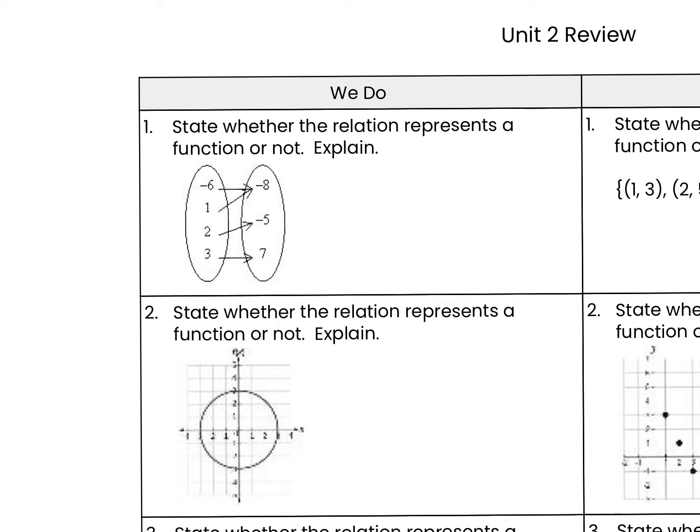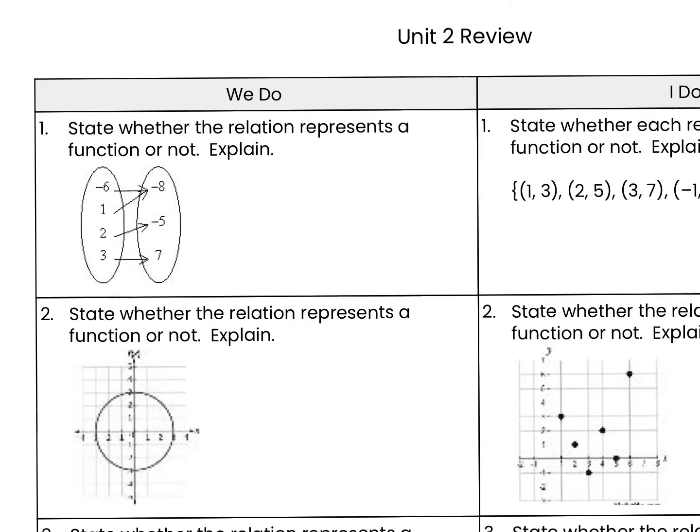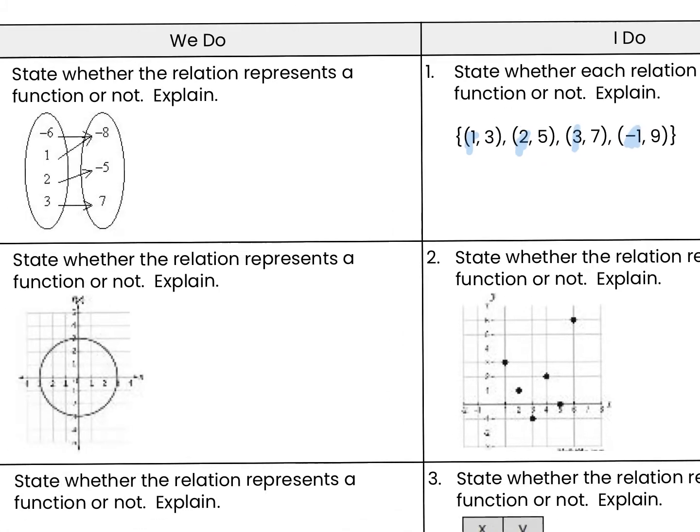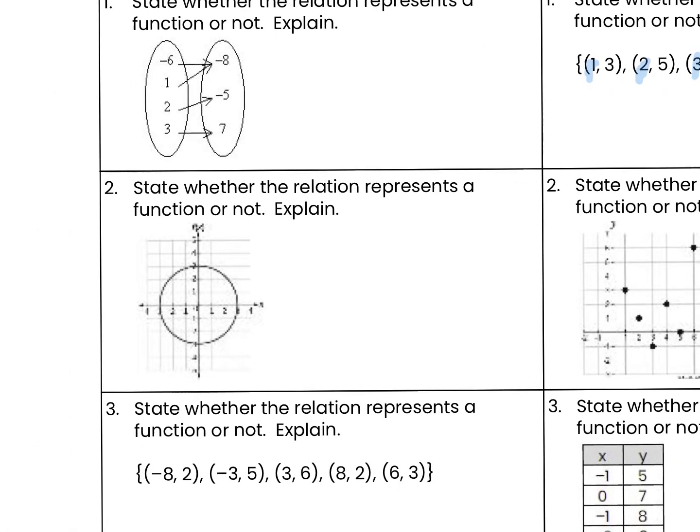Okay, moving over to the I do part. On the I do part as well, it's in a list. So remember that if I do not see repeated x values, it is a function. So this is a function as well. Moving on to number 2, state whether the relation represents a function or not.